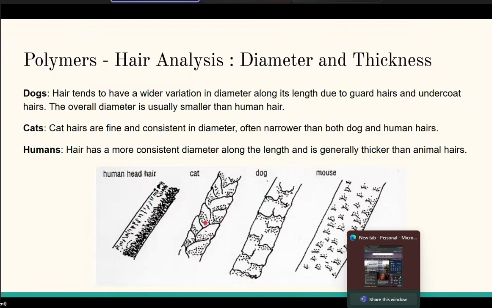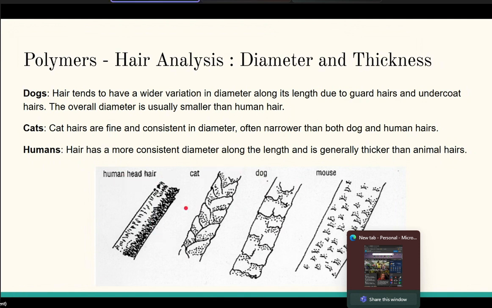And then in diameter and thickness, for dogs, the hairs tend to have a wider variation in diameter, and this is due to guard hairs and undercoat hairs. It's overall smaller than human hair, much thinner. While cat hairs are more consistent in diameter, and they're often narrower than dog and human hairs.